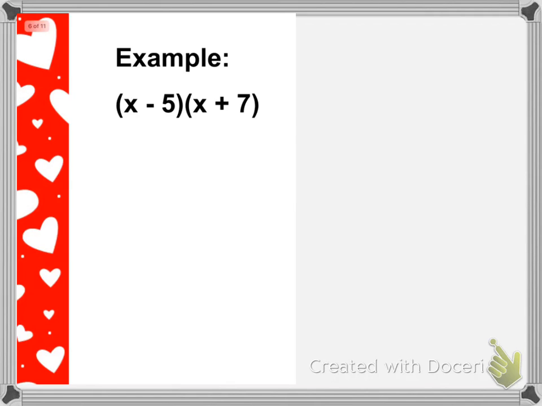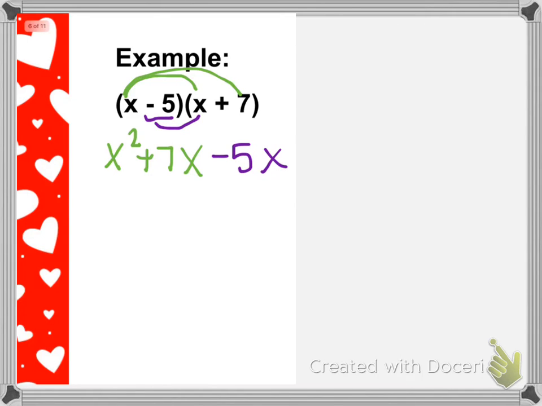So first terms are x and x. So x times x is x squared. Outside terms are x and 7. X times 7 is 7x. Now I move on to my second term I have to distribute, which in this case is a negative 5. Be careful with your signs. So negative 5 times x is a negative 5x. Negative 5 times 7 is a negative 35.